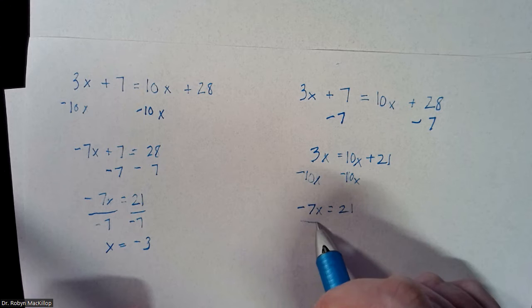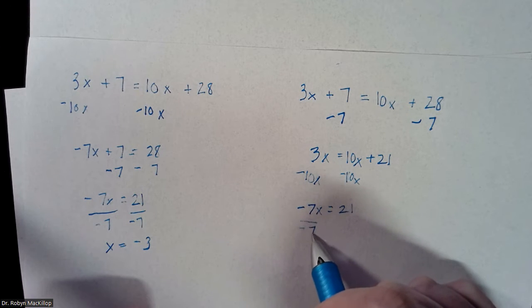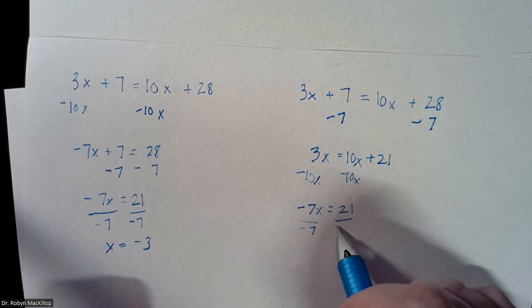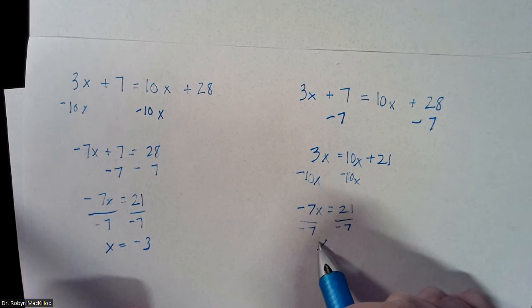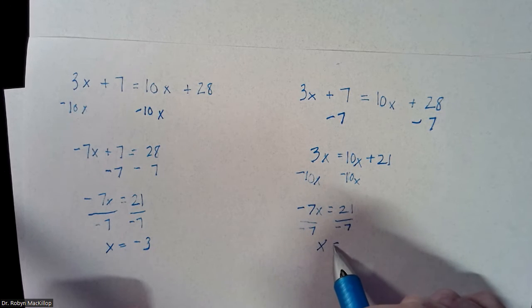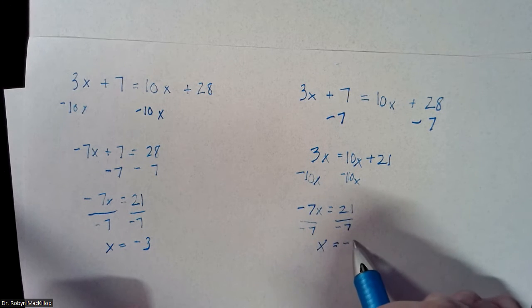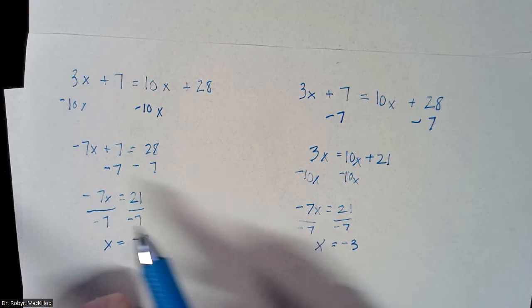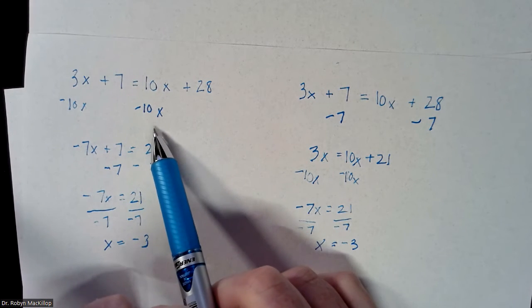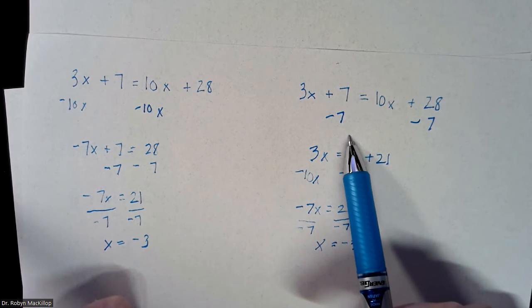Separate the negative 7 from the x by dividing it out. Same thing on this side. And again, we have x equals negative 3. Now, what would happen if we got rid of, so we got rid of the 10x on this one, got rid of the 7 on this one.